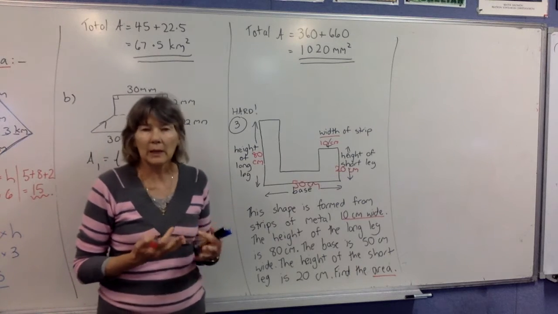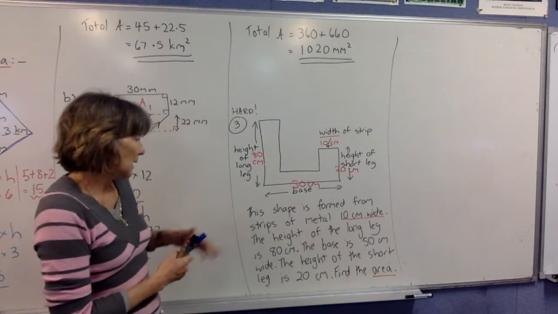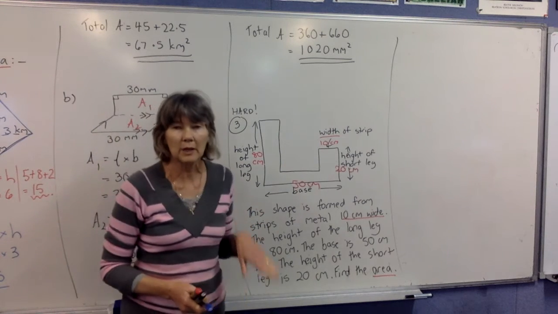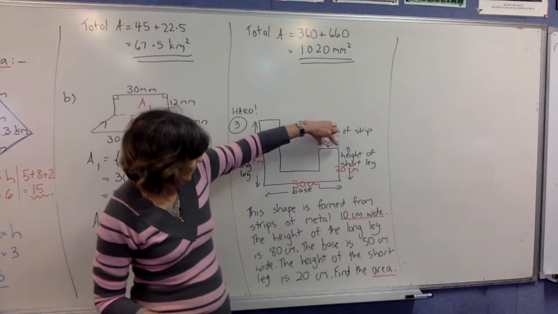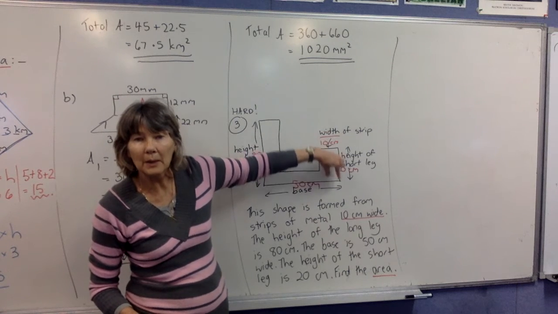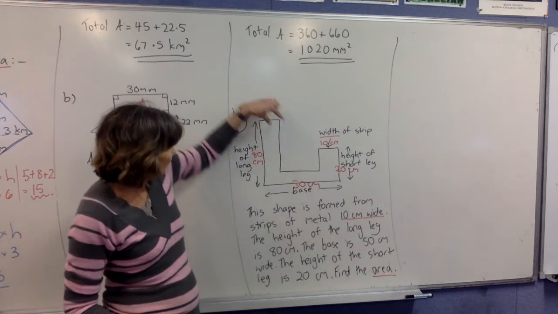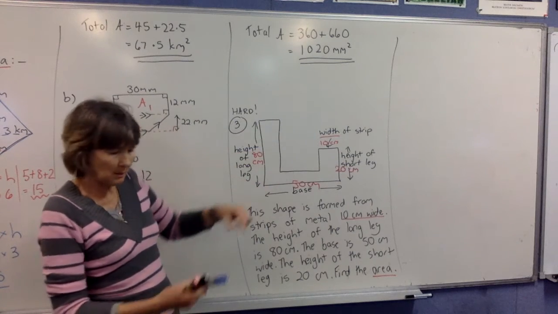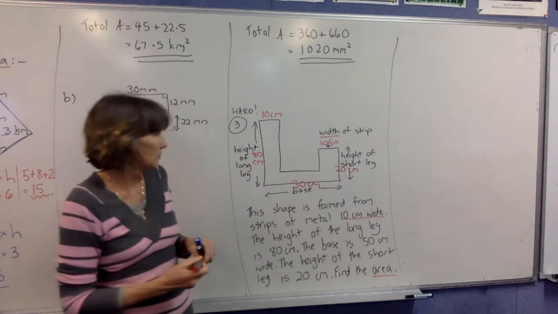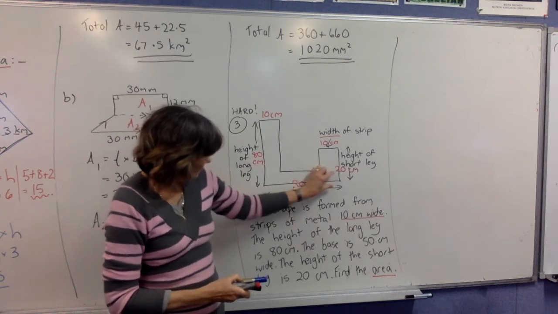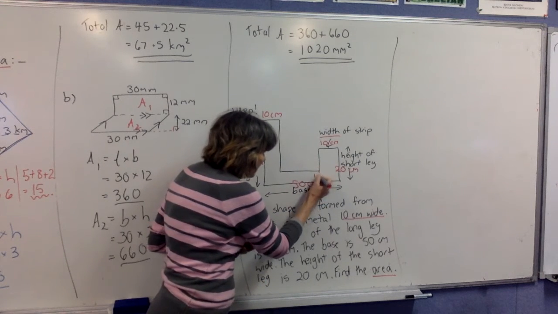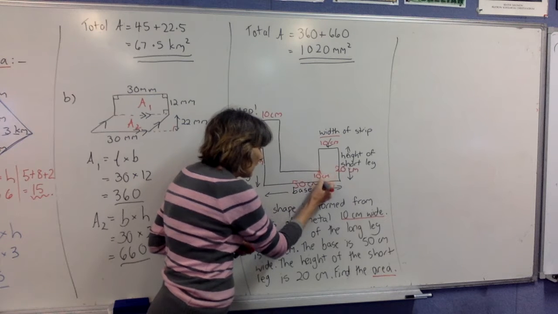Now the thing that people don't really understand about this is what they said at the beginning. It says this shape is formed from strips of metal 10 centimetres wide. So this width of strip here, that's 10 centimetres wide. So they formed one by that being 10 centimetres wide. But so is this. This is also 10 centimetres wide. So you can write with your red pen 10 centimetres up there as well. And so is this. This is 10 centimetres wide. So we also know that this bit here is 10 centimetres from there to there.